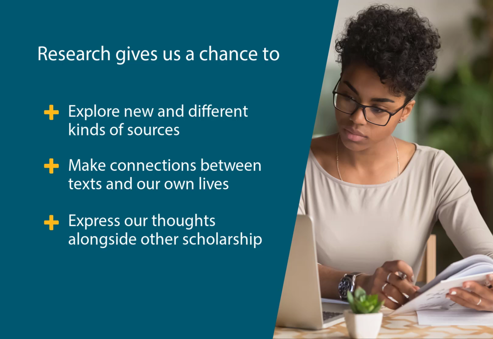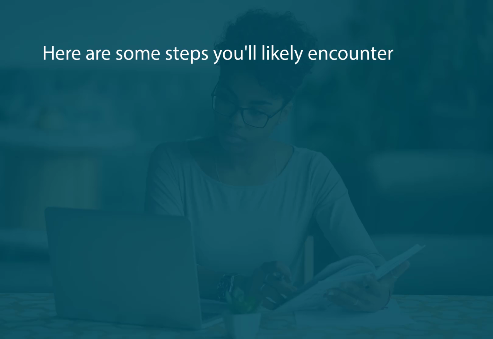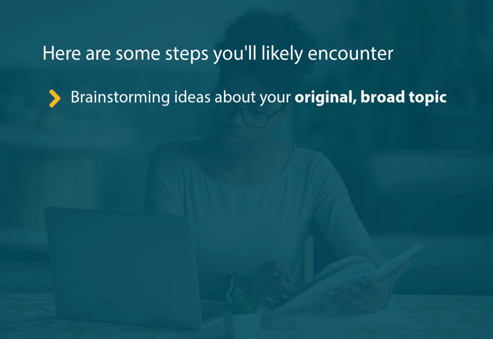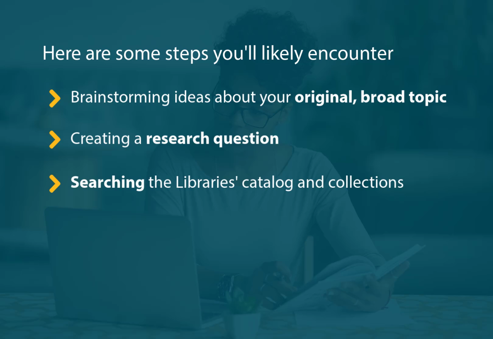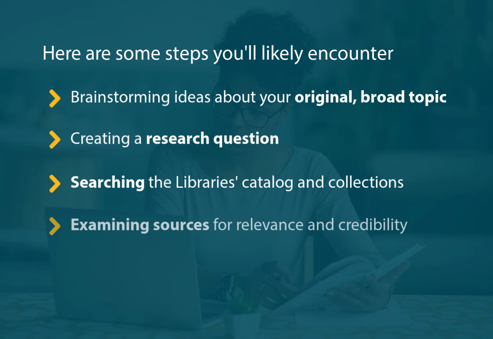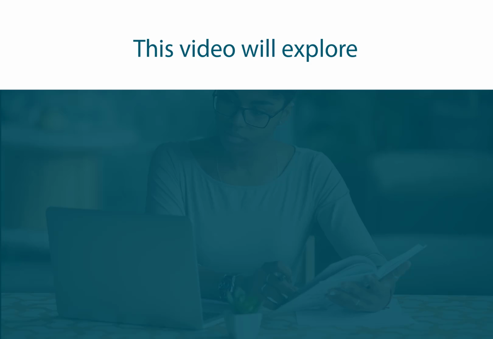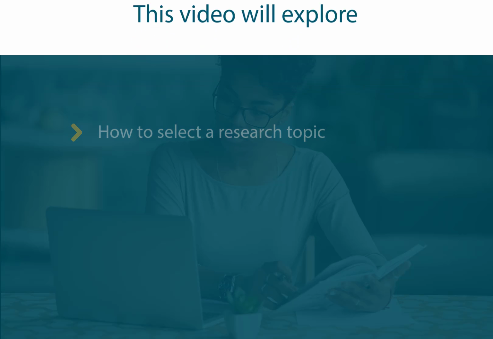Some notable steps in the research process will be selecting and brainstorming ideas about your original broad topic, creating a research question that will guide your more in-depth research, applying search strategies to search the library's catalog and specific databases, and examining sources for relevance and credibility, the connections between sources, and why they're useful or not to your research assignment. This video will focus on the first few steps, which will help you select a topic that you can research and eventually write about.